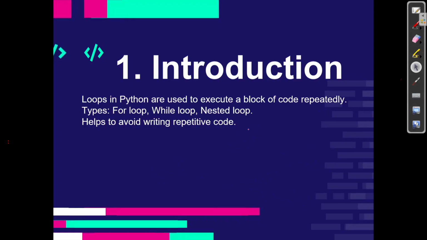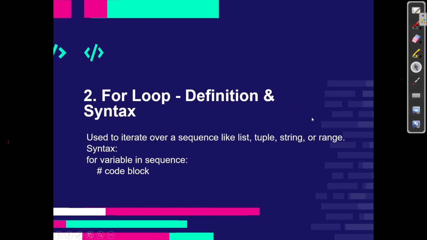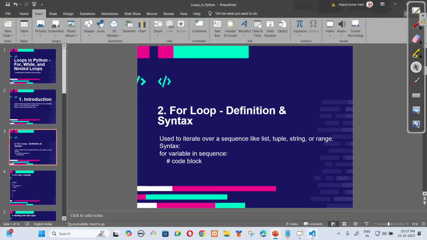Okay. In general there are three loops: for loop, while loop, and nested loop. And we will see further. First, for loop. This is the first loop. The for loop is used to iterate over a sequence like list, tuple, string, or range. Okay. We'll see this by example in VS Code.